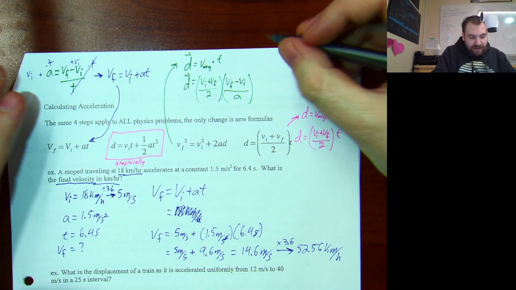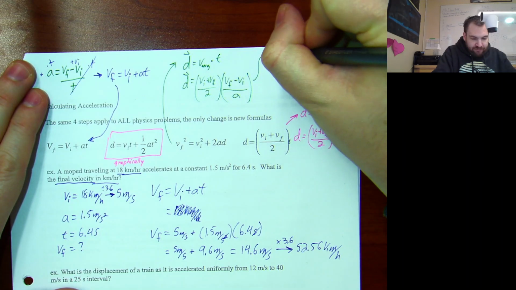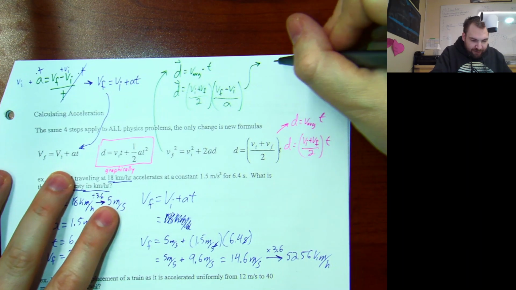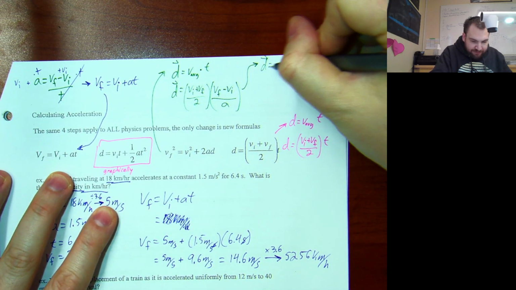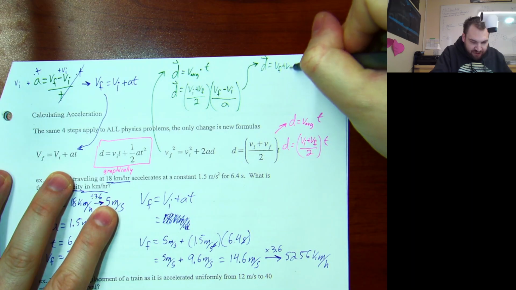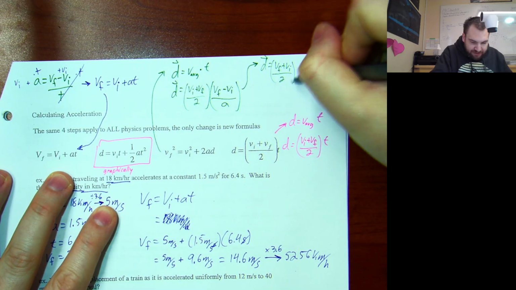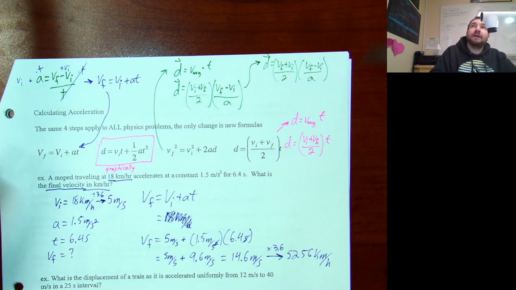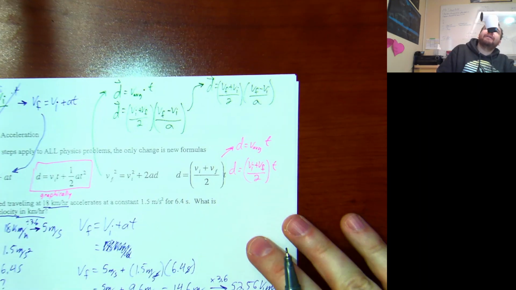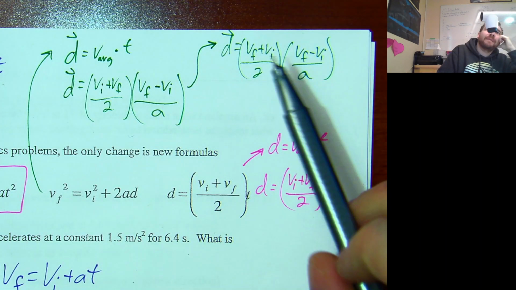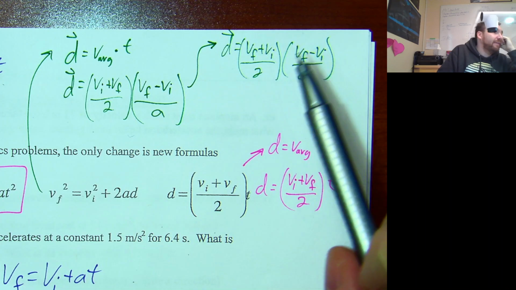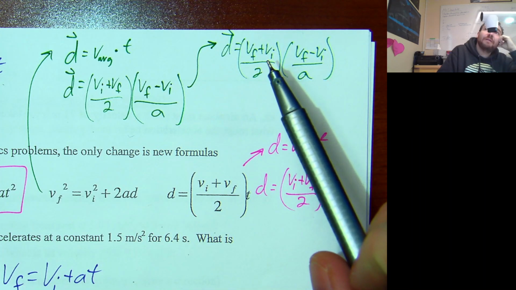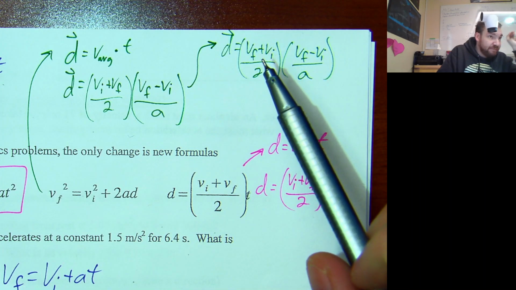Now, if I rearrange this a little bit, I'm going to write it as my displacement is equal to V final plus V initial over 2 times V final minus V initial over A. If I look at the numerator there, that looks an awful lot like what? Something I guarantee you've seen before.